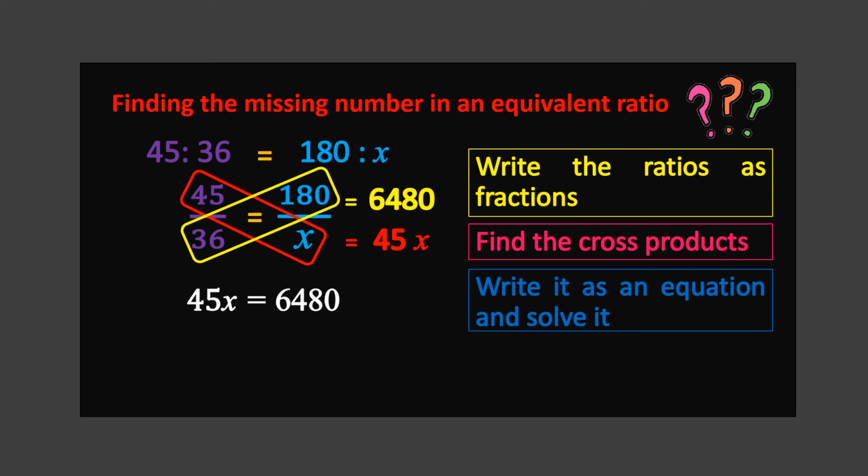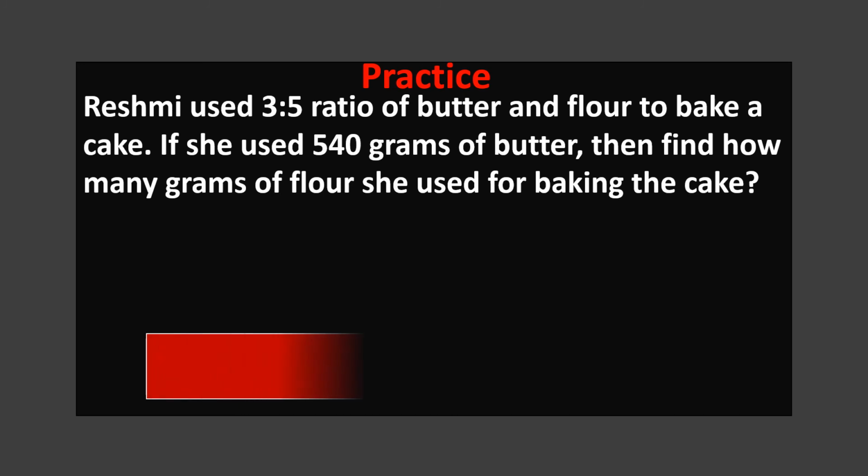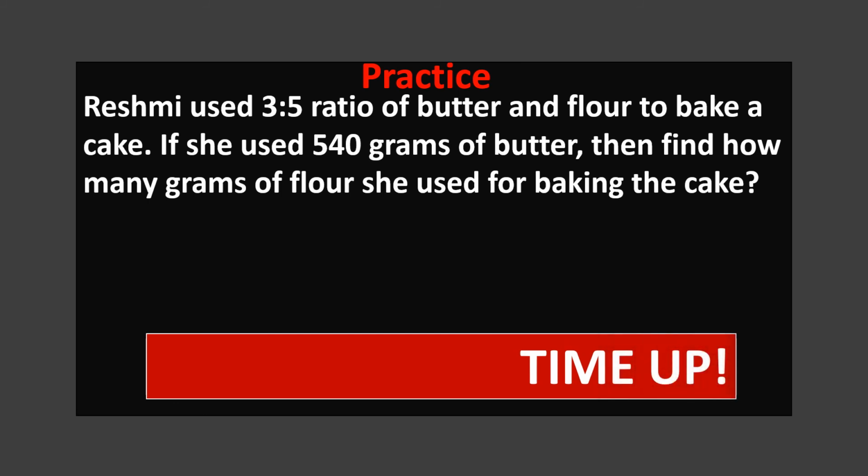So we have 45x is equal to 6480. Now to solve for x, you need to divide both sides of the equation by 45. Then we are getting x is equal to 144. This question is for you to practice. I will set the time and within that time please complete it. Time is up. Now let me discuss the answers.